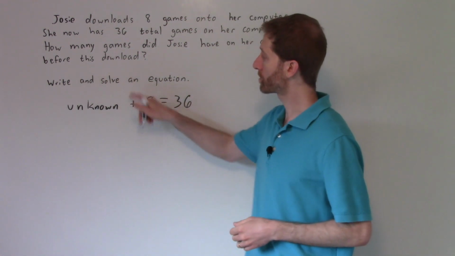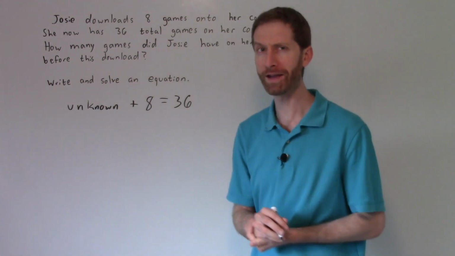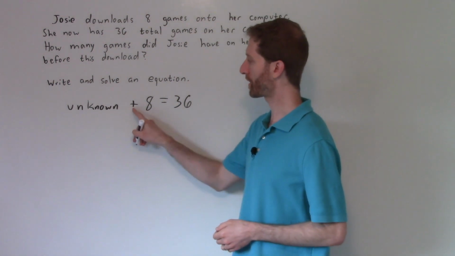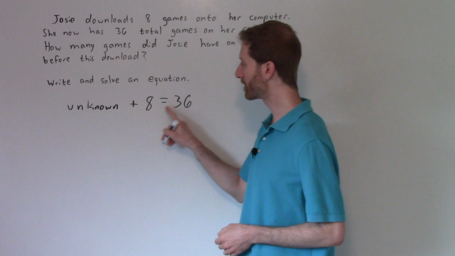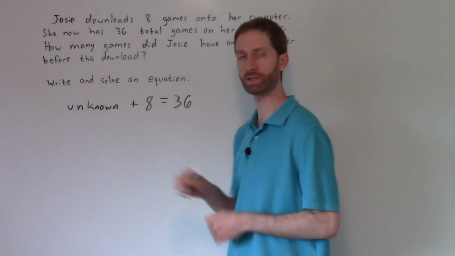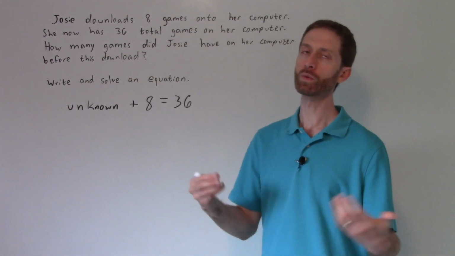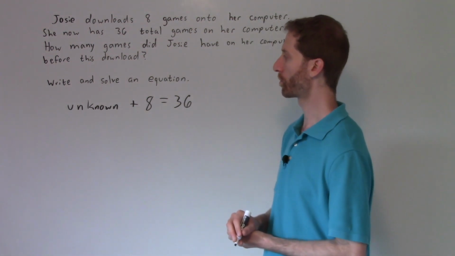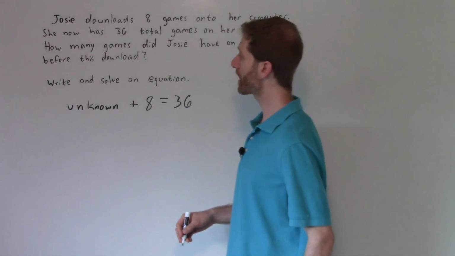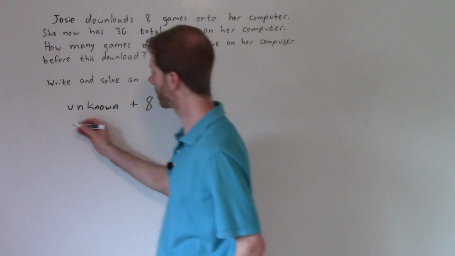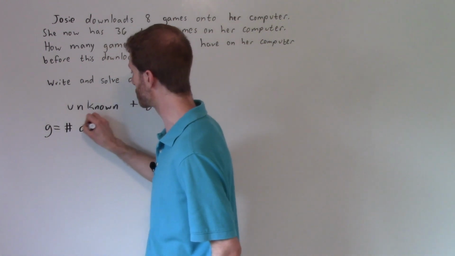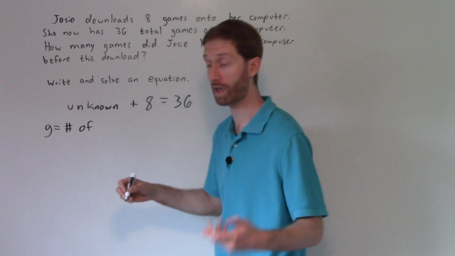We are asked to write and solve an equation. Well, we kind of already have done that. It's pretty cool. So the unknown amount plus the 8 downloads is a total of 36. Now, we're not just going to leave it as unknown plus 8 equals 36. In algebra, we like to use variables, and when I solve a word problem, I define my variables. So let's let G equal the number of games that Josie starts with.